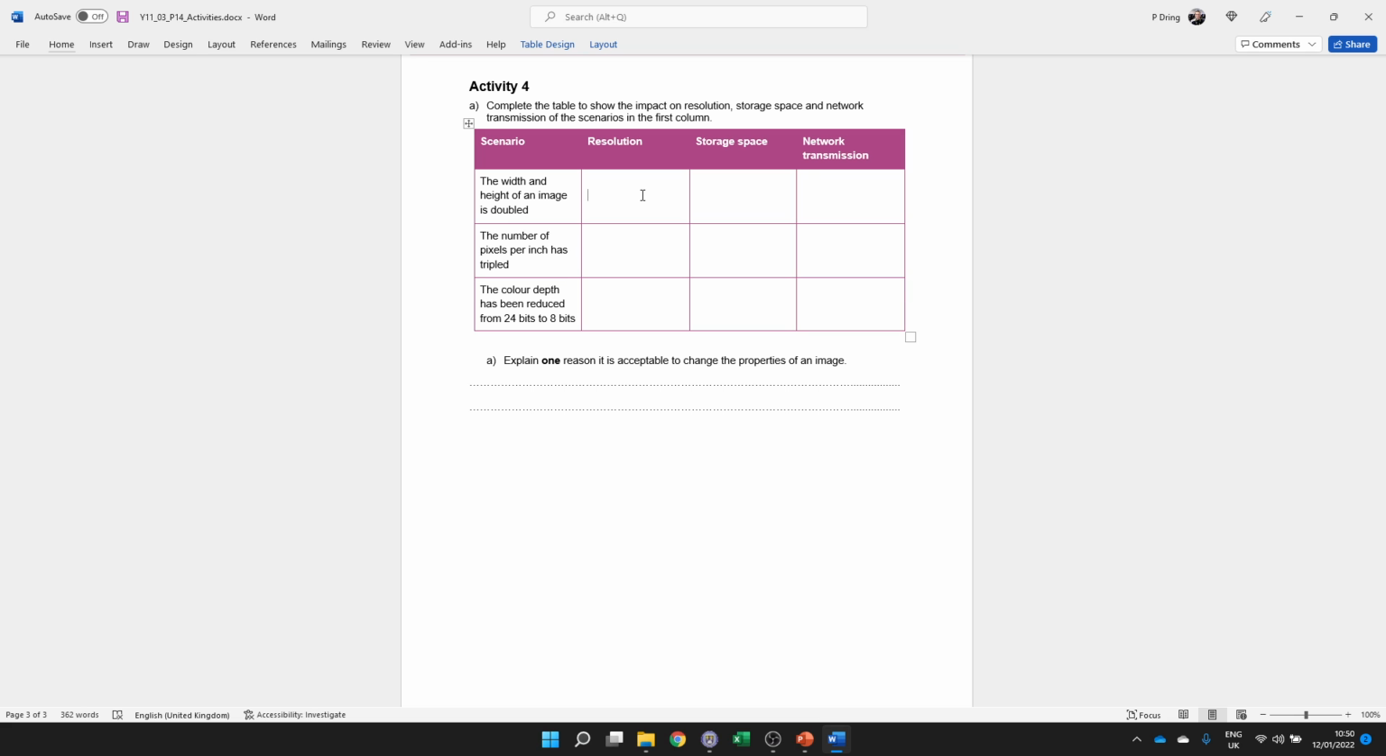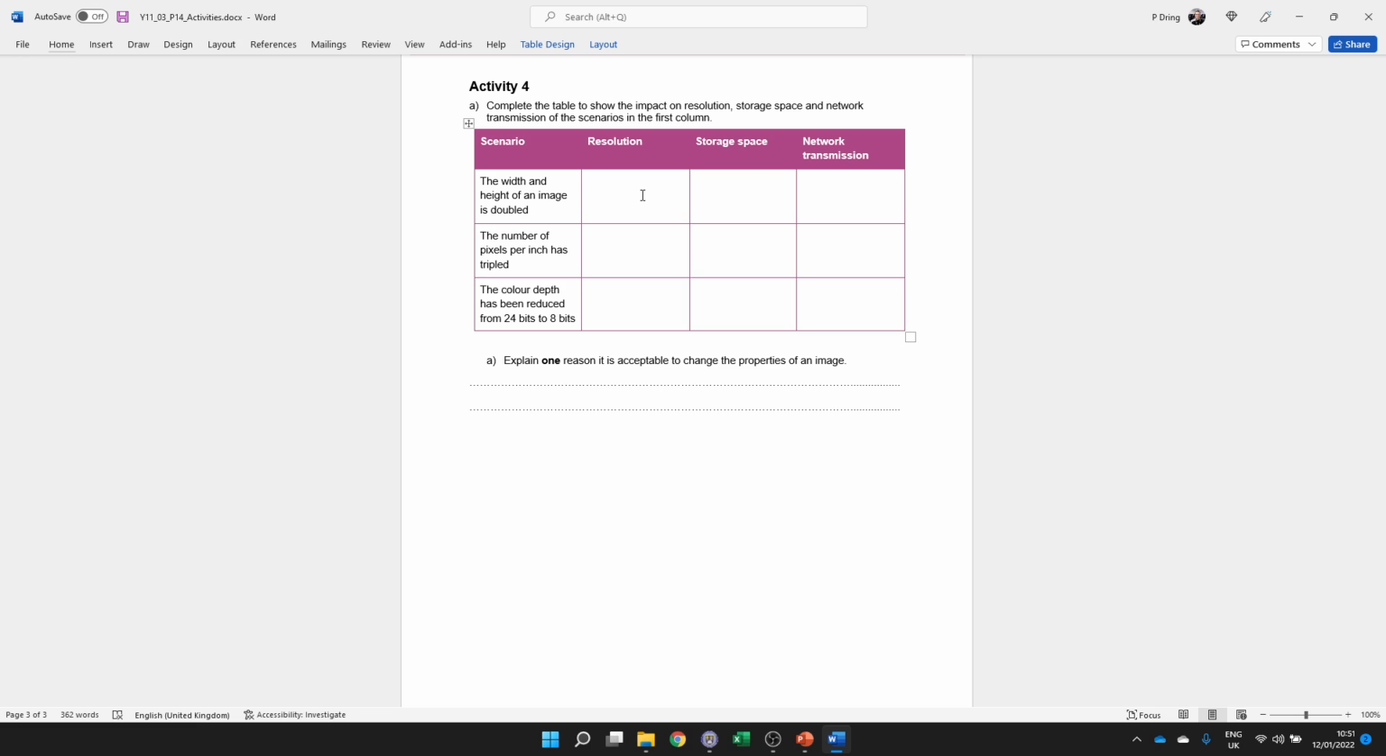Remember, resolution means dots per inch, pixels per inch. If the number of pixels per inch has tripled, well, that is the definition of resolution. That means the DPI has tripled. We've gone, say, from 100 pixels per inch to 300 pixels per inch. It means it's going to look crisper and sharper, clearer, better quality. It's also going to be a third of the physical size when you look at it on your screen or on paper.